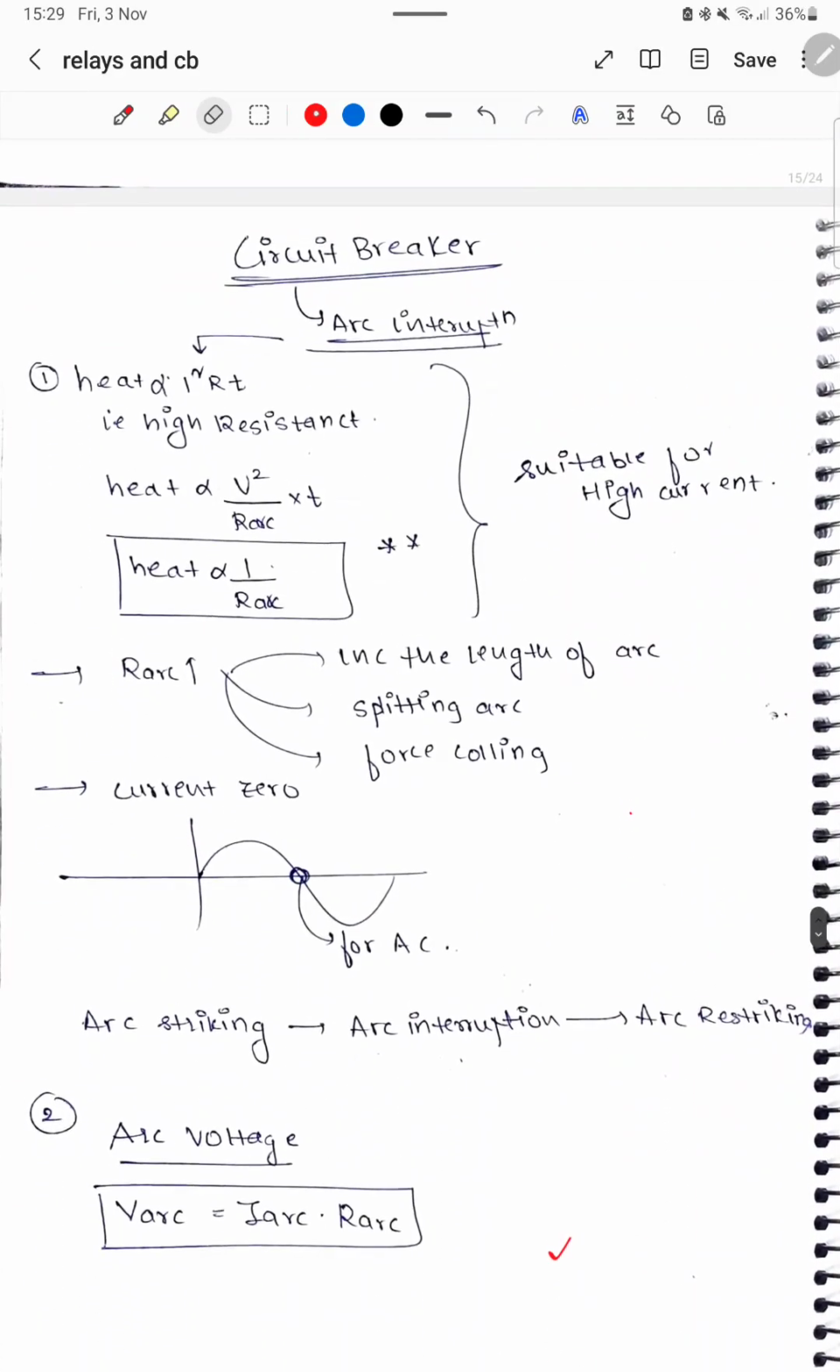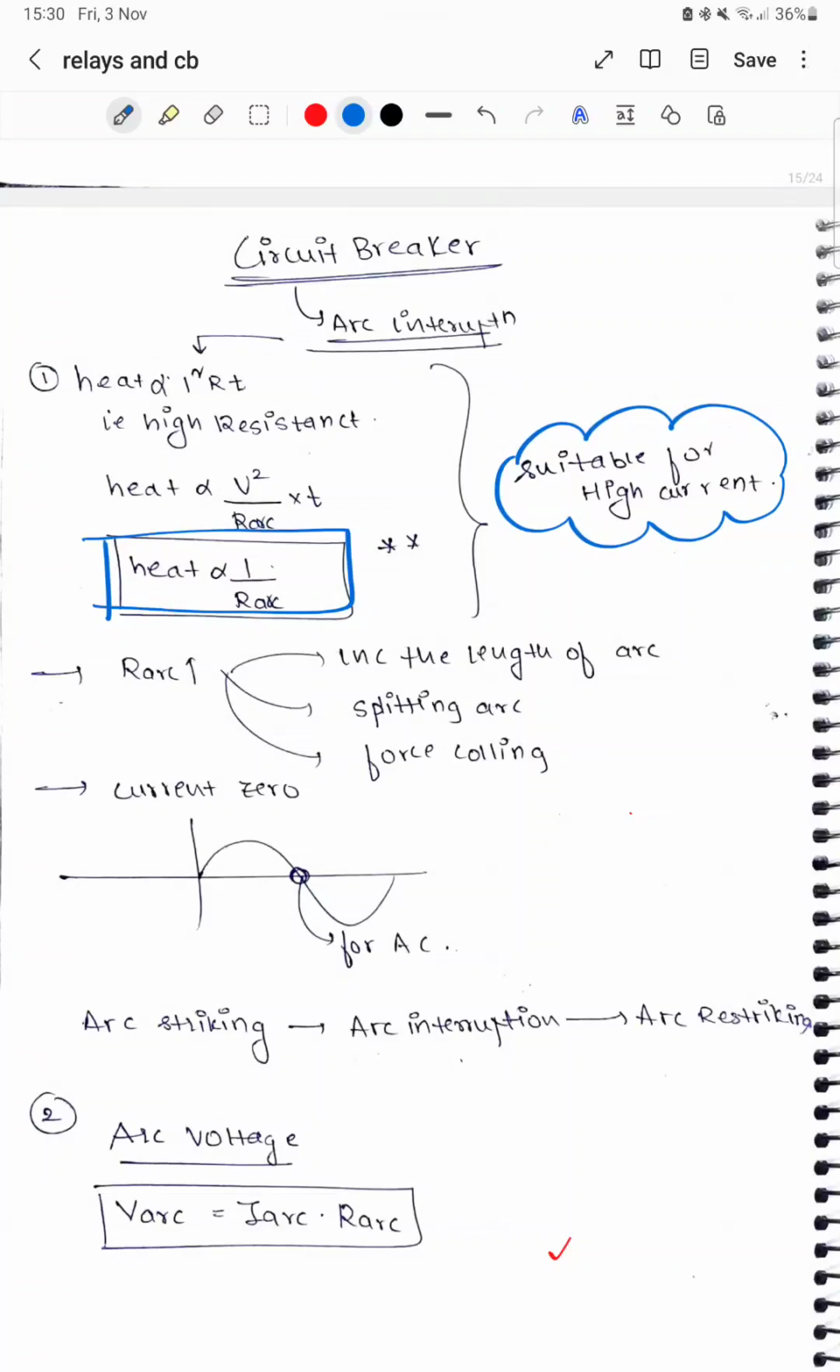Firstly, we'll talk about arc interruption. Whenever the contact breaks, there will be a certain arc coming in between. We basically deal around extinguishing of that arc, or arc interruption. That can be done in two ways technically. For high currents, we try increasing the resistance. Heat for arc is inversely proportional to the resistance. So as resistance increases, heat will decrease, and that's what our aim is.